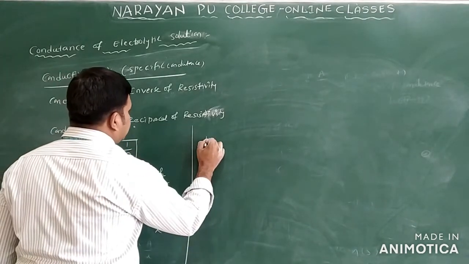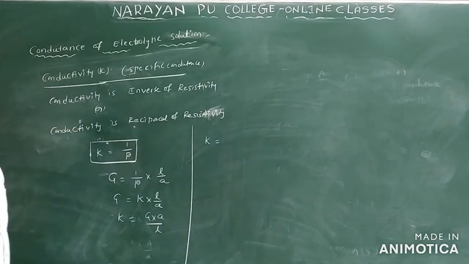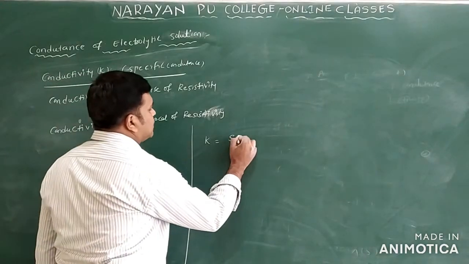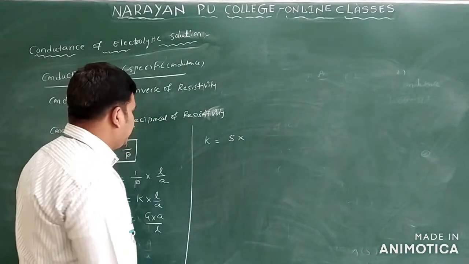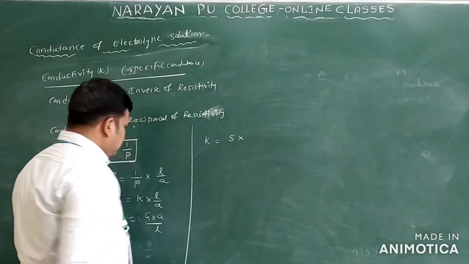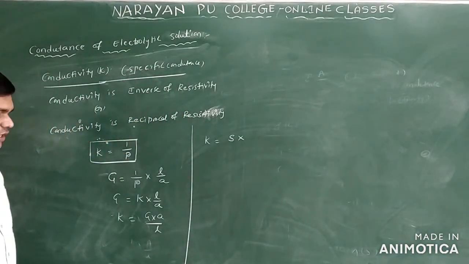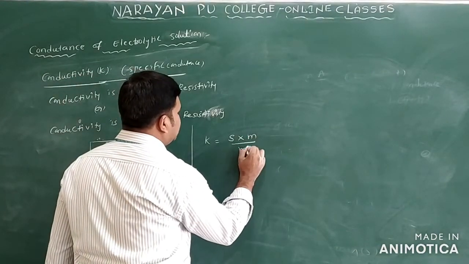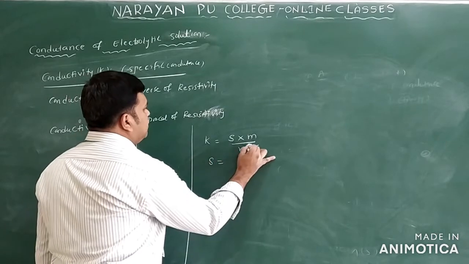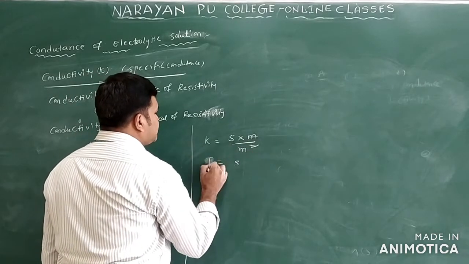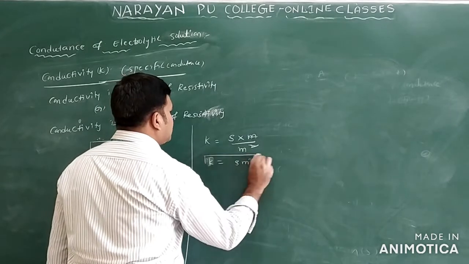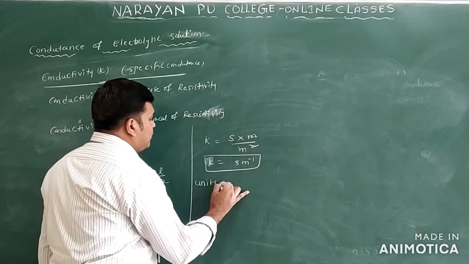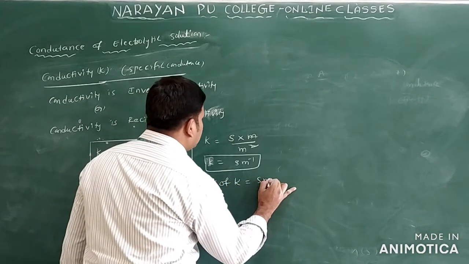Now what are the units? Conductance G has units of Siemens, that is ohm inverse, multiplied by L by A. Length is in meters and area of cross section is in meter square, so meter square and meter cancel partly, and the units we get are Siemens meter inverse. This is the units of K.